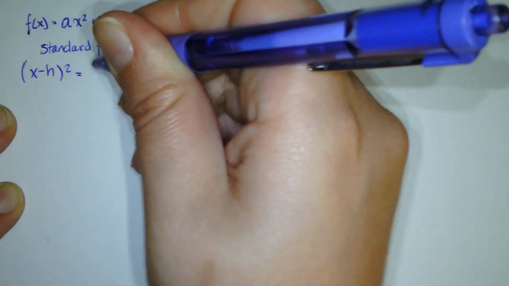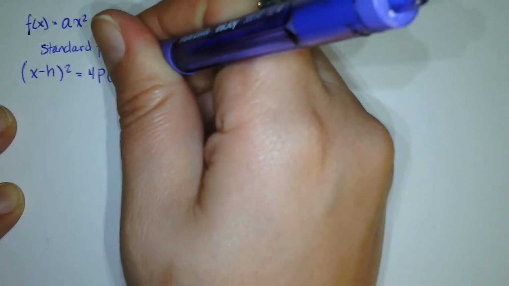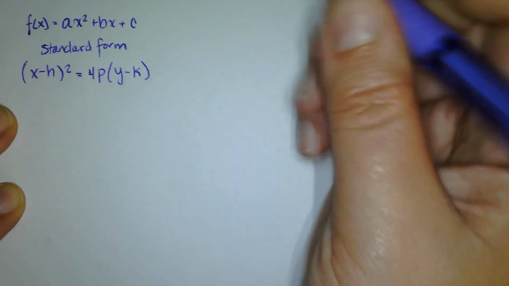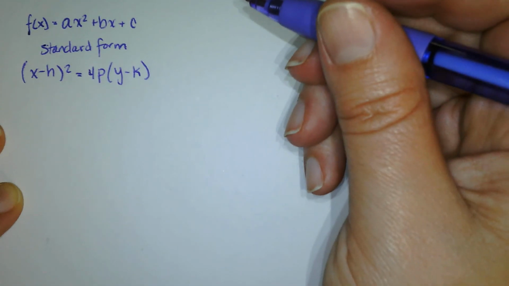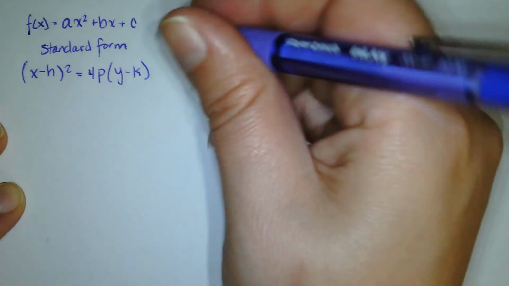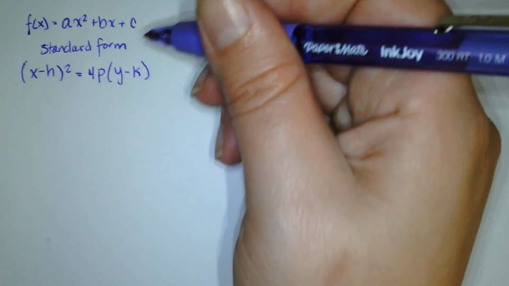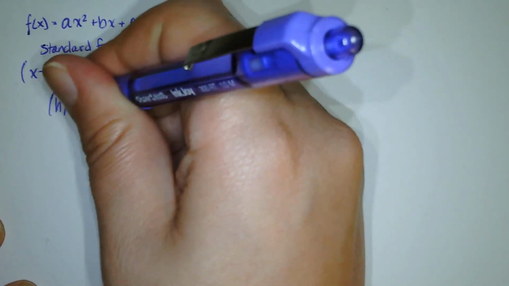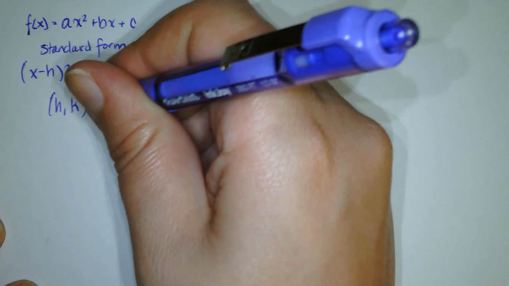Is going to be (x minus h) squared equals 4p times (y minus k). (h, k) is the center. Not the center, I'm sorry, it is the vertex.